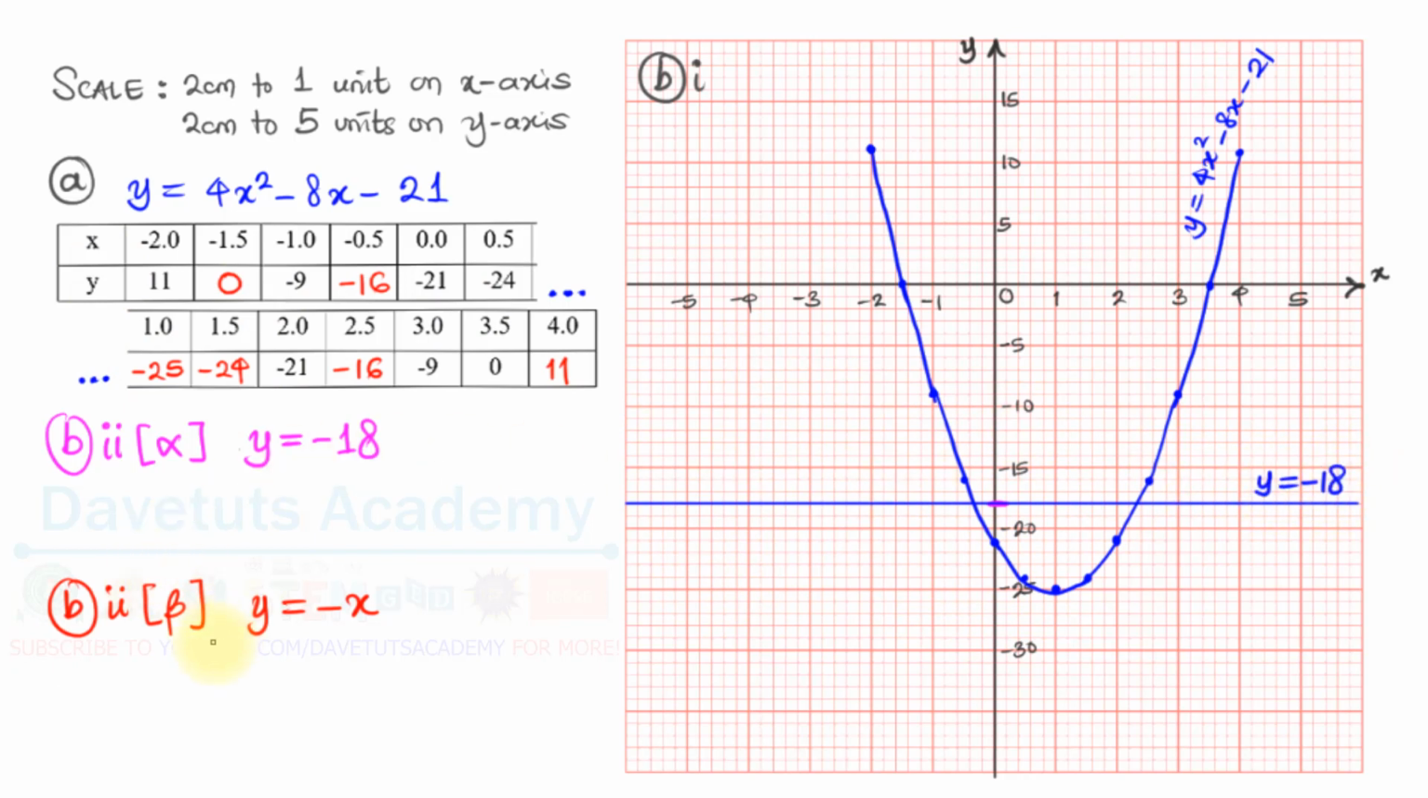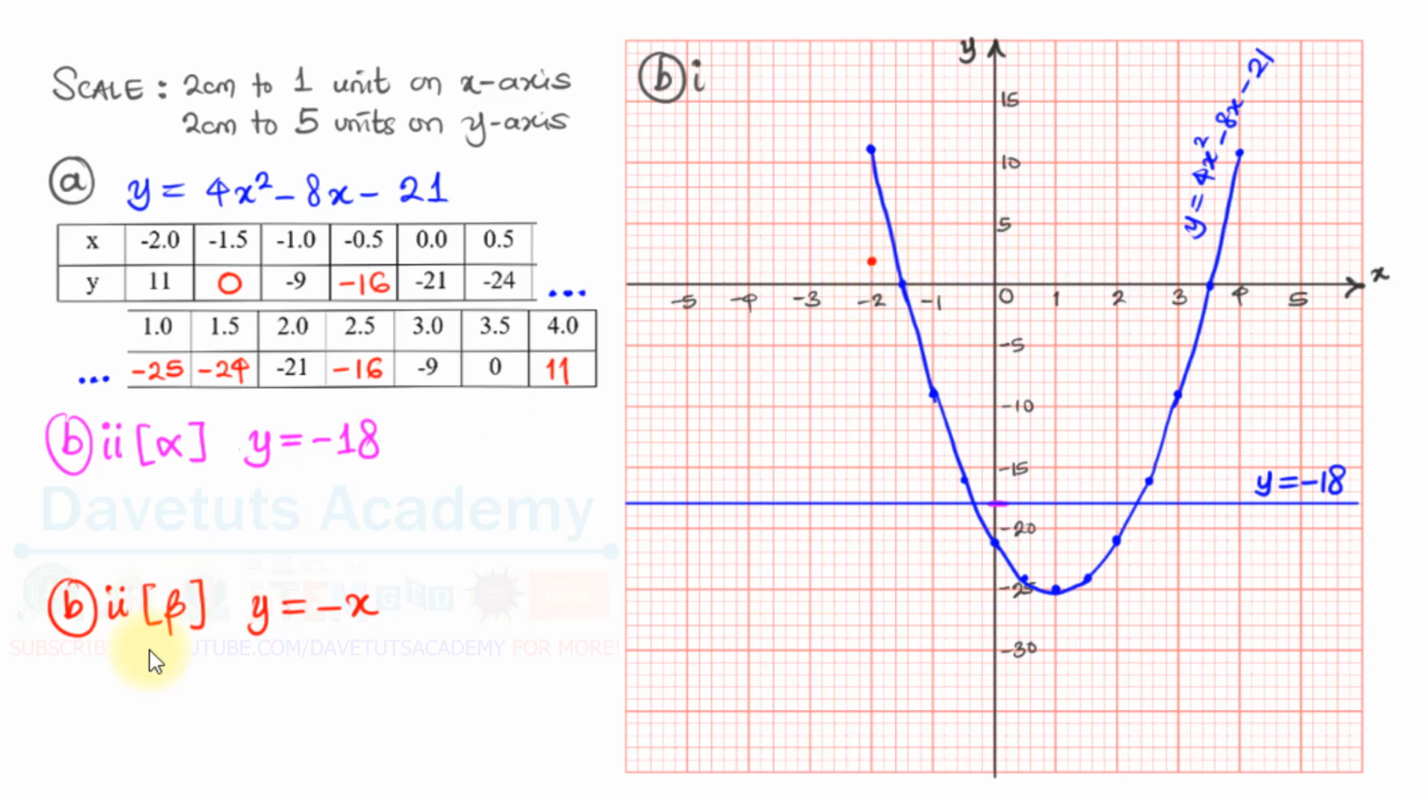But then we also need to find the value of y to be minus x. If you recollect, I dropped the table the other time, that means we just negate the value of x. For example, when x is minus 2, what is y? Y is going to be 2, and that will, okay, let me use red ink for this. When x is minus 2, y is 2, and that is here.